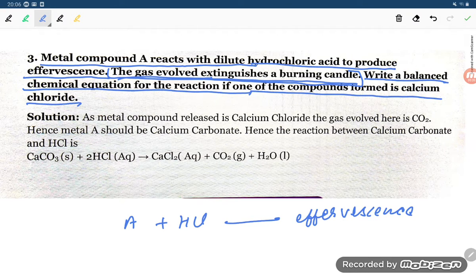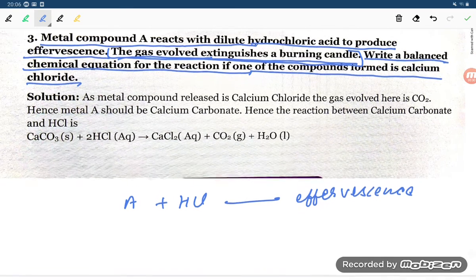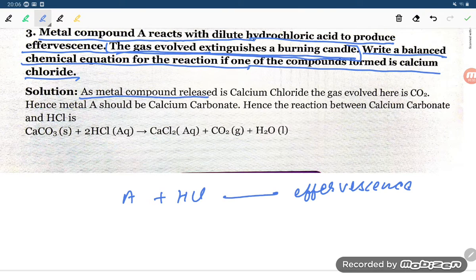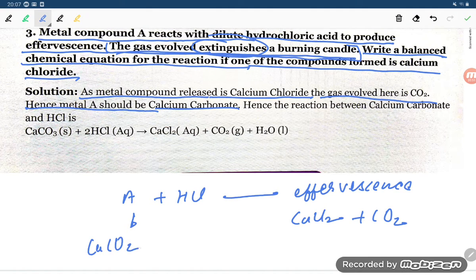calcium chloride. Okay student, it's a very nice question that you have to try to understand. So the metal compound released calcium chloride, CaCl2, and the gas evolved will be CO2. That is why it is used as an extinguisher. Hence metal compound A should be calcium carbonate, CaCO3, and it will react with HCl.